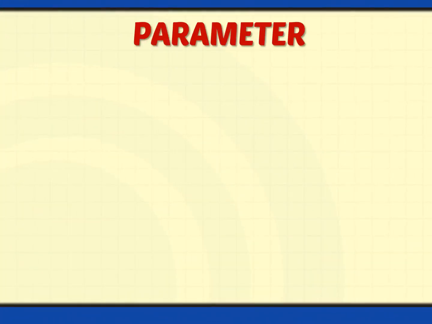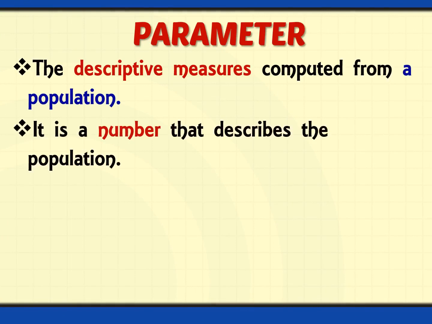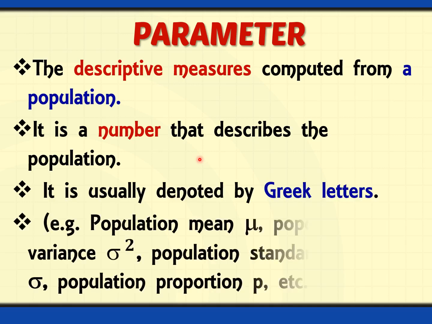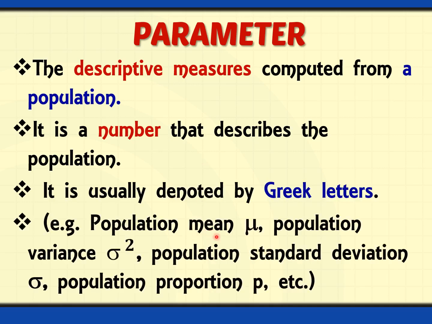Okay, to define a parameter, it is a descriptive measure computed from a population. So it is a number that describes the population, and we usually use the Greek letters. For example, if we compute for the population mean, we have here the mu, and then you have the sigma squared for the population variance, the sigma for population standard deviation, and p for population proportion. So this is a parameter. Again, this is a computed value coming from the information gathered about a population.